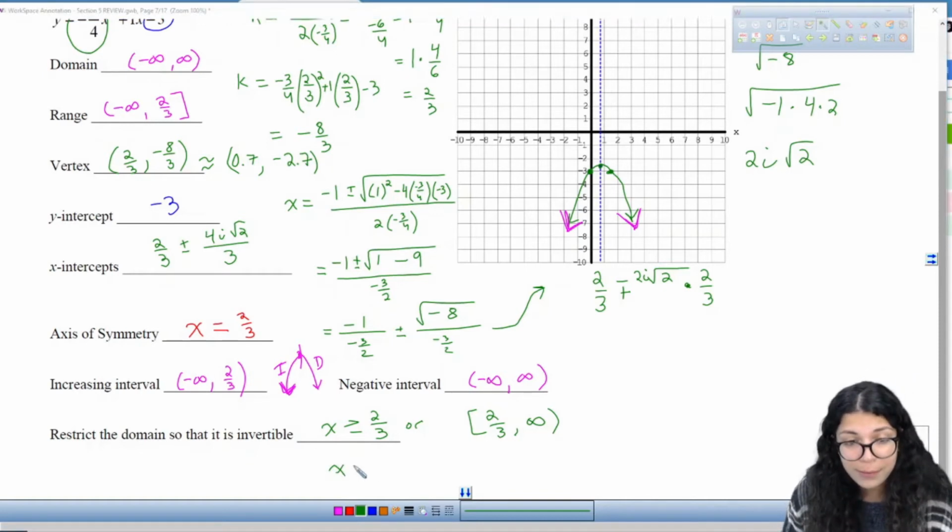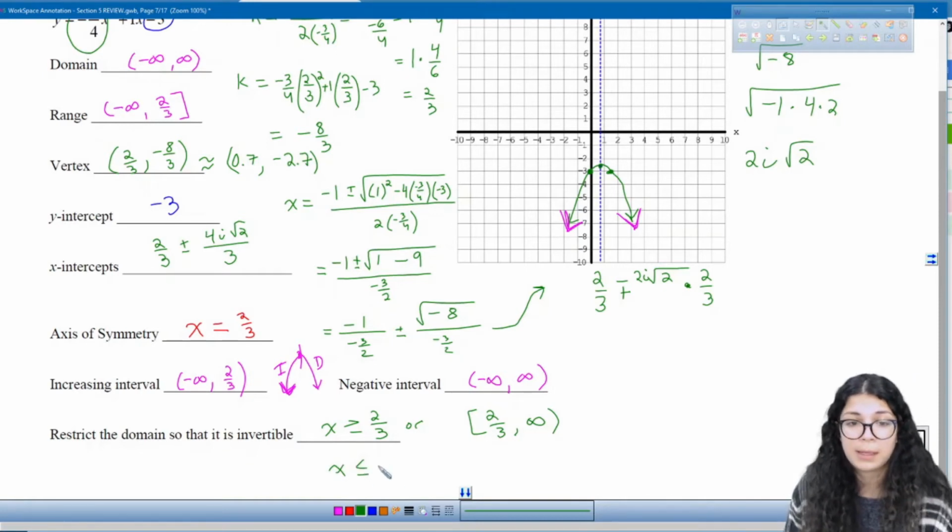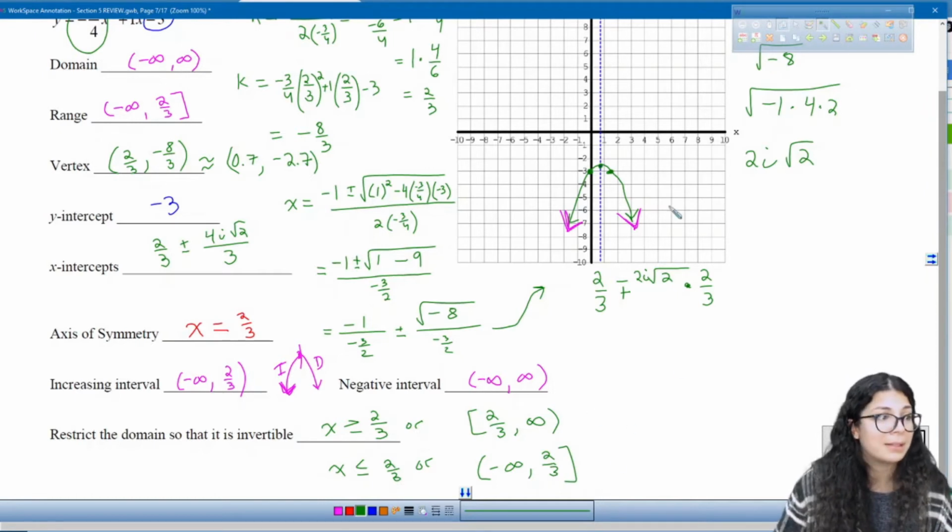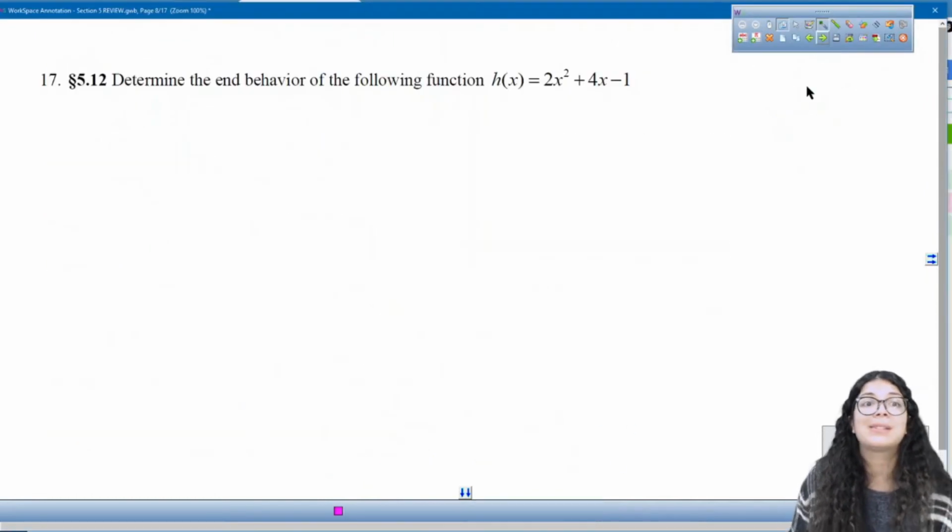If you wanted to use the left side, you can. You would just have it as x is less than or equal to 2/3. And if you wanted to write that in interval notation, it would be negative infinity up to 2/3. Okie dokie. That's number 16. Let's move on to number 17.